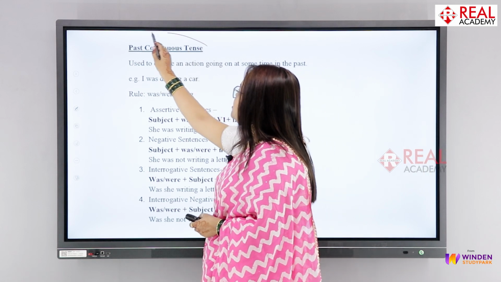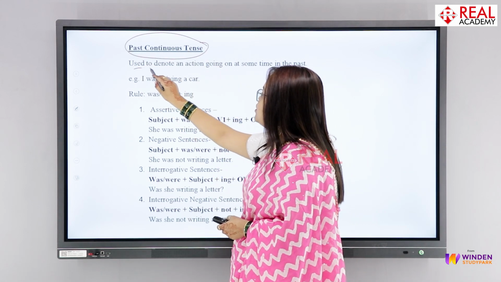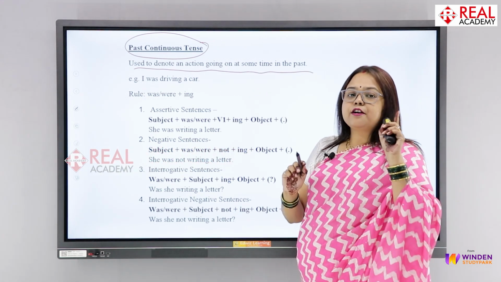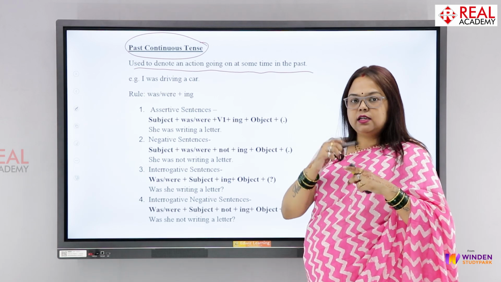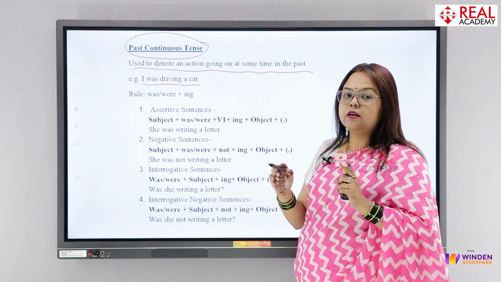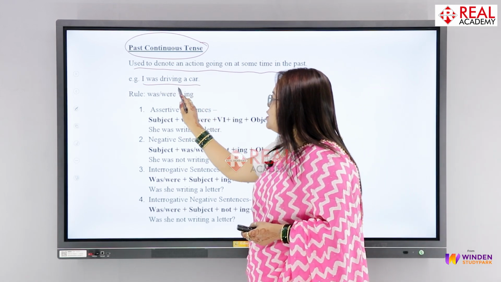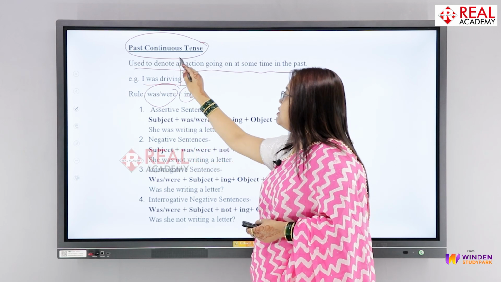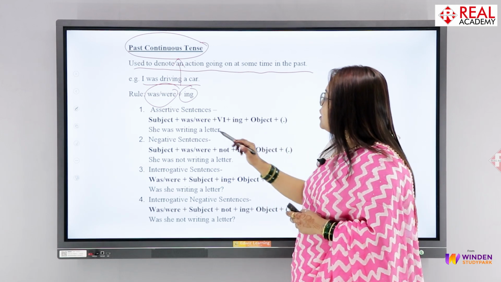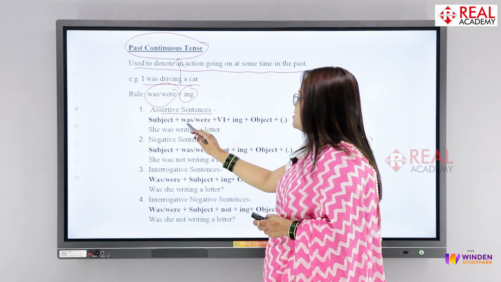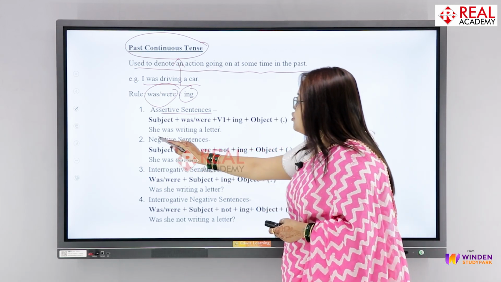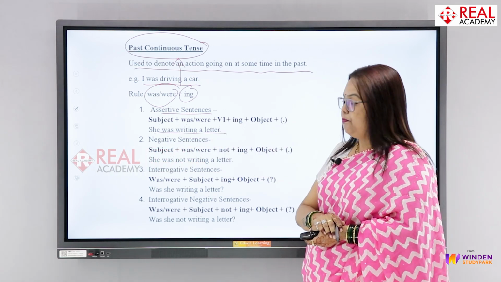Next is past continuous tense, which is used to denote an action going on at some time in the past. That means the action happened sometime in the past and it was in a continuous process. Example: I was driving a car. Rule: was or were plus ing, because, as I have already told you, continuous tense means verb plus ing. Assertive sentence: subject plus was or were plus V1 plus ing plus object plus full stop. She was writing a letter.